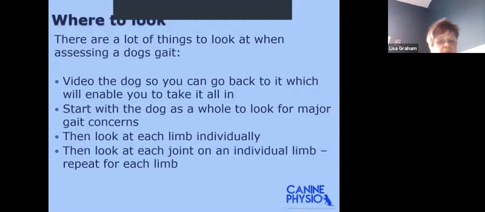Does one roll out a bit? Does one roll in? Feet, how are they taking the weight? So on and so forth. And once you've got all of this stuff together, you've got the basis of your gait assessment for an individual dog.